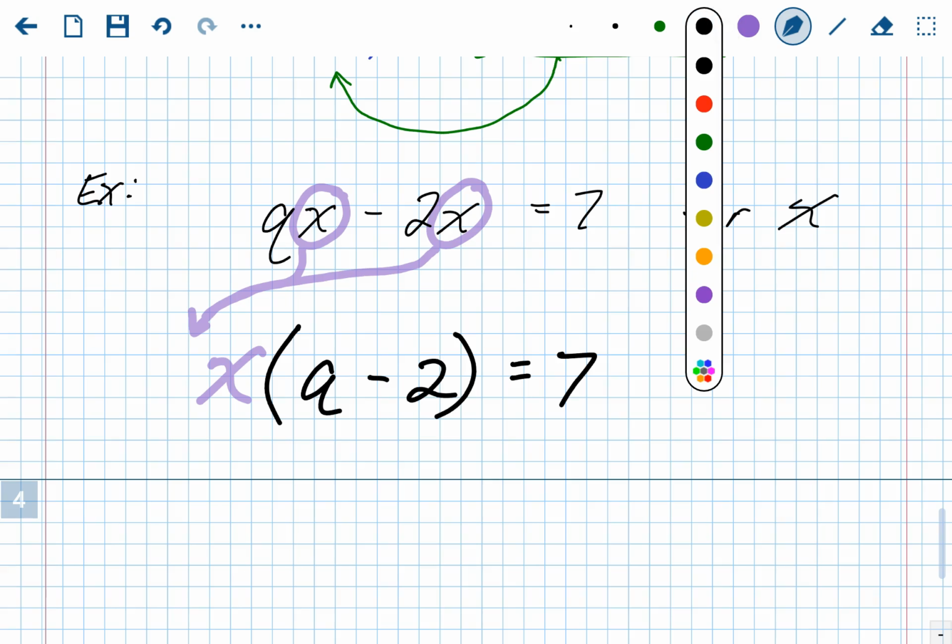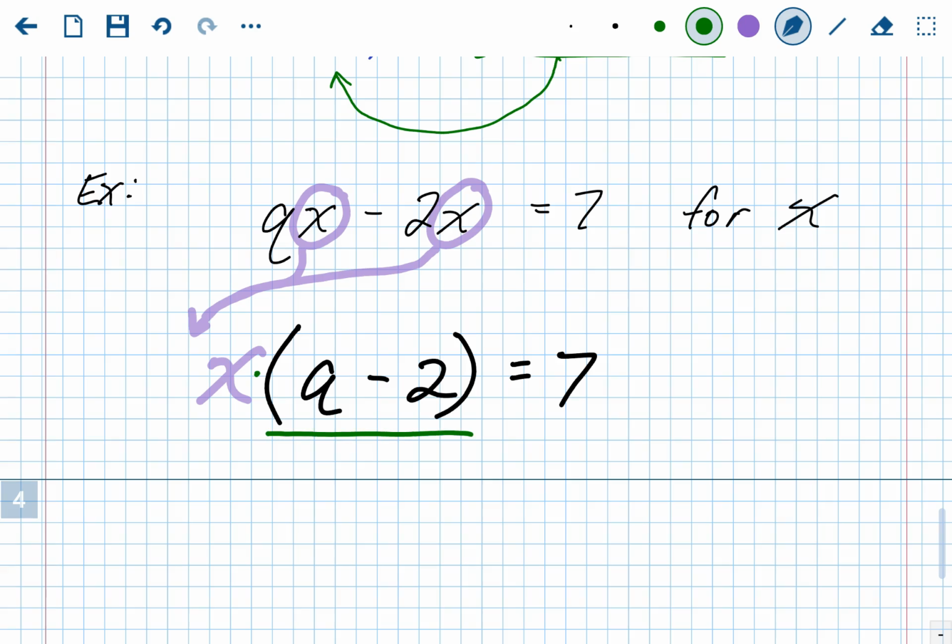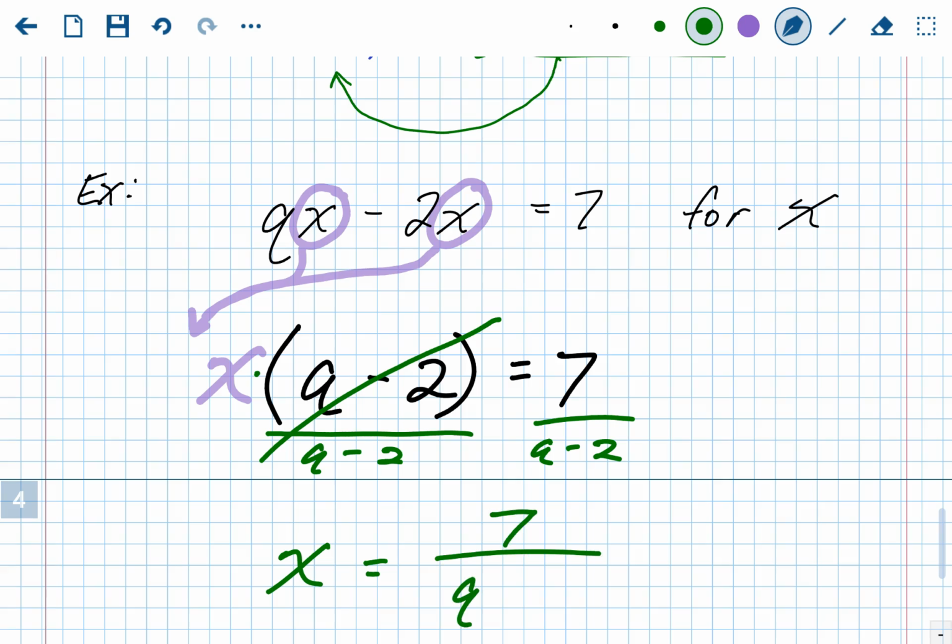Now we only have one occurrence of x, and it's being multiplied by q minus 2. So, x times (q minus 2). And like the ones above, we could just divide by the quantity q minus 2. That crosses out, and we're left with 1x is equal to 7 over q minus 2.